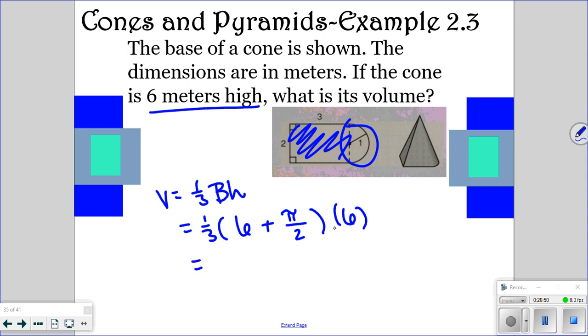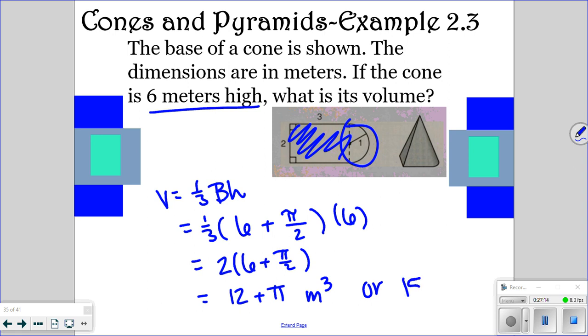So 1/3 times 6 is 2, and then we have 6 plus pi over 2, which is 12 plus pi, and our units are meters, and we're dealing with volume, so it's cubed. Or if you want to do that in terms of a decimal, you would get 15.14 meters cubed. So either one of these would be fine for your answer.